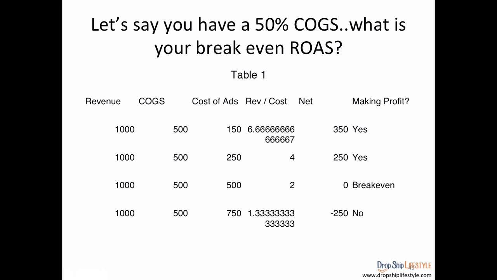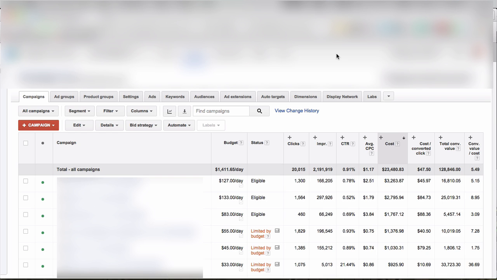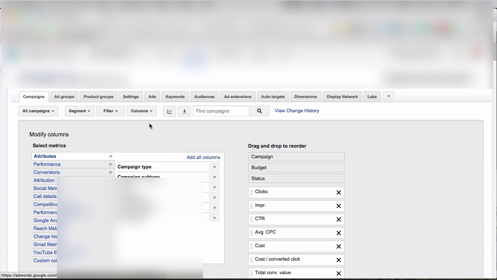So it's very easy to get really lost in the world of metrics. These are some of the most important ones. Now let's actually take a look inside AdWords how to pull out these columns. So we're inside an actual account. And the first thing you'll notice is that inside your AdWords account, you probably don't have all the exact same columns. To find the columns, go ahead and click Columns and Modify Columns.